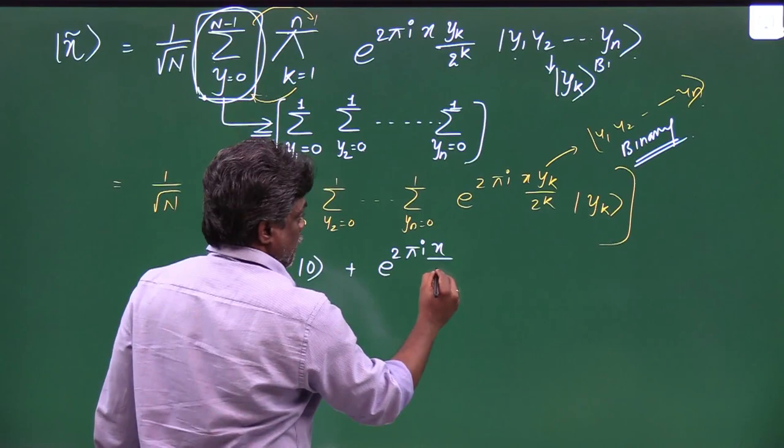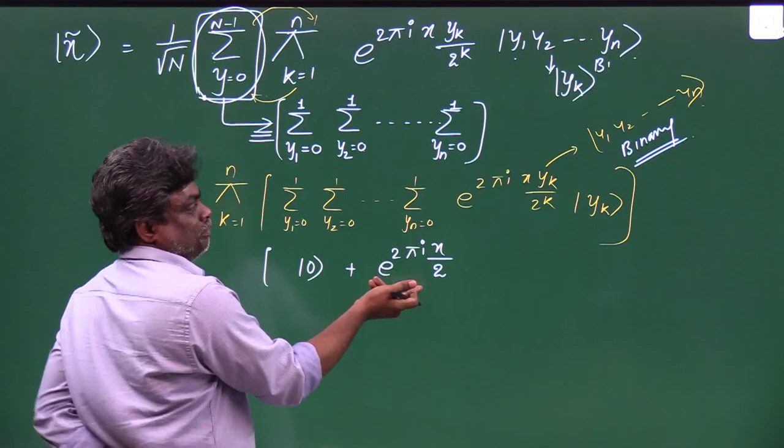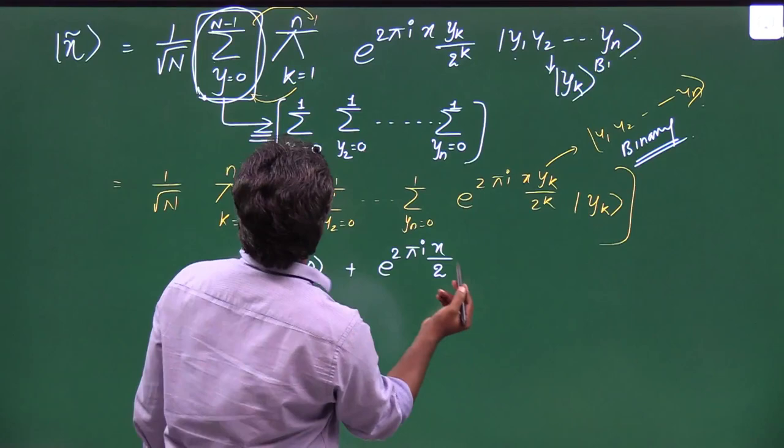X by 2 to the power of p is at k equal to 0, 1 only. So it will be pi I x. Is it okay? Yeah. Right. So, one second. You get 1. Yeah. One minute, sir.